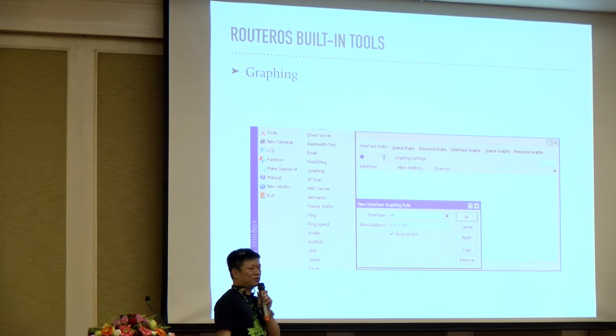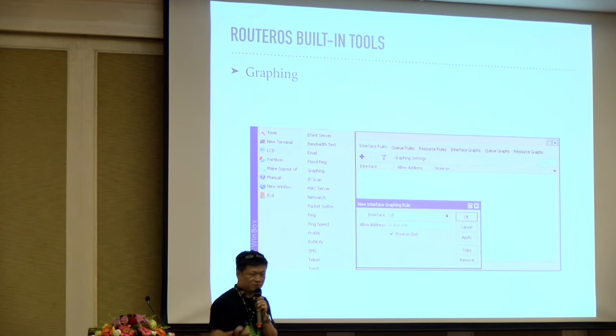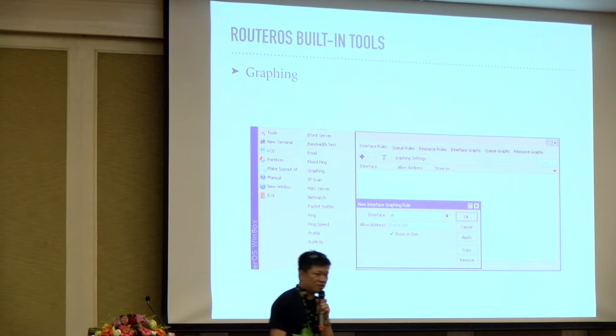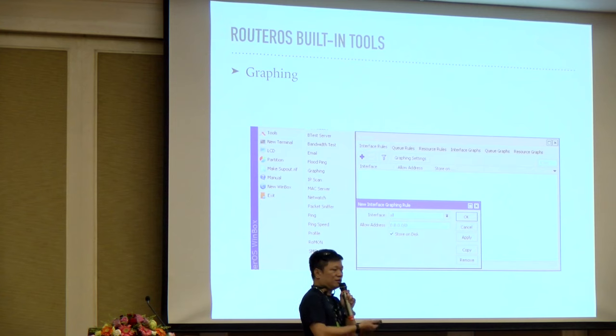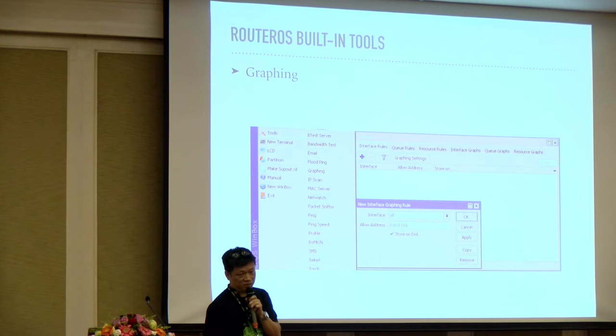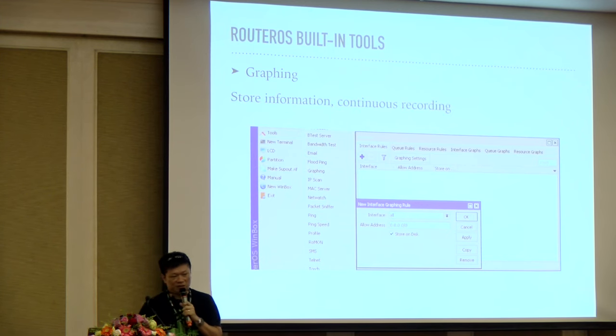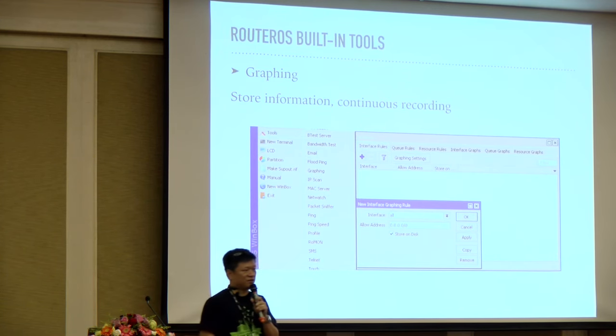Graphing? Anybody use graphing here? Okay. So graphing actually allows you to collect the history of the resource usage of your network traffic. But this is the basic and simple. You can take a look at the graphic based on the interface, based on the queue, but you cannot get other information, like the voltage, fan speed, whatever is available via the SNMP. That is why this is only basic. But the good thing about graphing, it can store information. Whatever you collect, if you put it inside the graphing, it's there from the past.